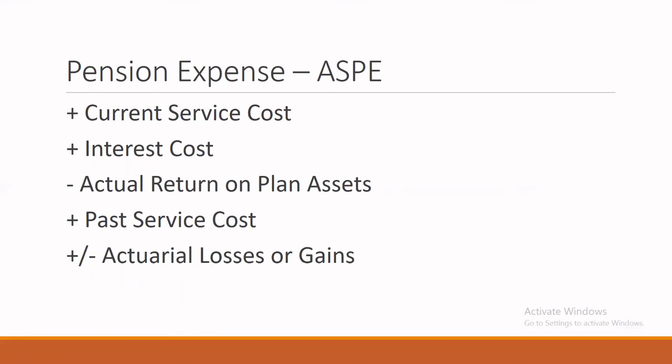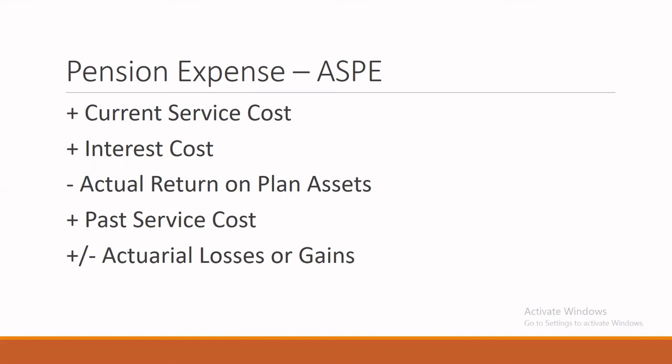So for pension expense, if you made money on the plan assets by investing them, or by the trustee investing them, and it made money, then that shouldn't be an expense, right? So that's going to be deducted from your expense. You're going to add your past service cost, and then you're going to add any actuarial losses and then subtract any actuarial gains. Just like you would in the liability.